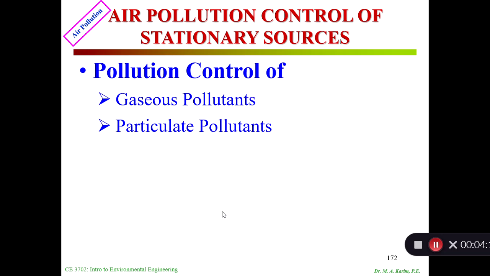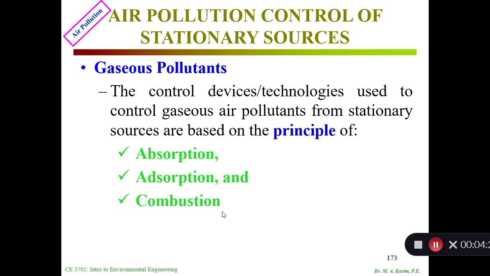Okay, the next one is the air pollution control of stationary sources: gaseous pollutants and particulate pollutants. As we mentioned, in the water area we have two kinds of pollutants, dissolved and suspended. And here it is gaseous pollutants and particulate matter. There are two types of pollutants. Gaseous pollutants can be controlled by absorption and combustion. There are three technologies that can control the gaseous pollutants.